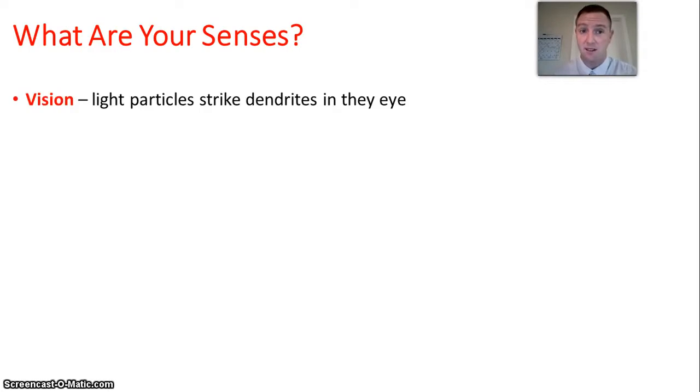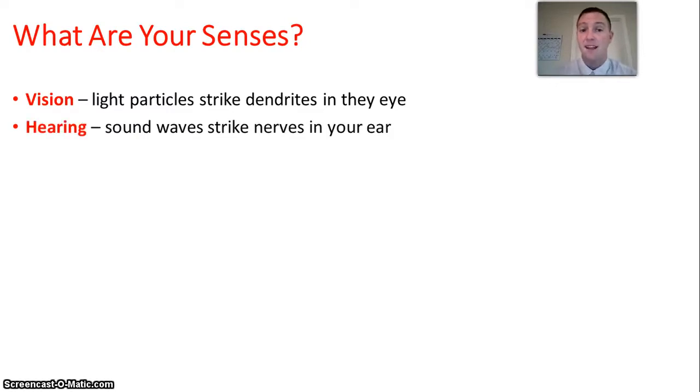In elementary school, you were probably taught you had five senses, right? And you do. You've got vision. What happens when you see things is that particles of light are striking the dendrites. Dendrites are part of the sensory nerves in your eye, in that retina at the back of your eye. It sends a message to the brain, which analyzes the pattern of the light. That's how you see.